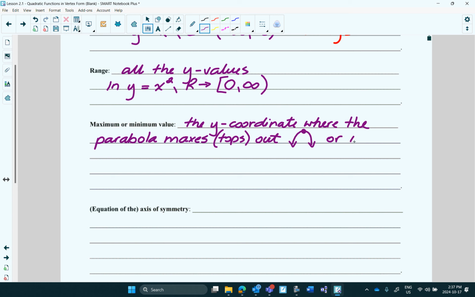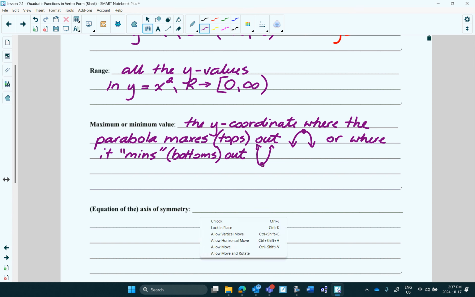Or where it, and I'm going to put this in quotation marks because it's not an actual word, "mins out" or bottoms out. That happens when we have a right side up parabola. So depending on the direction of the parabola, we refer to a maximum or minimum, never both. It's one or the other.